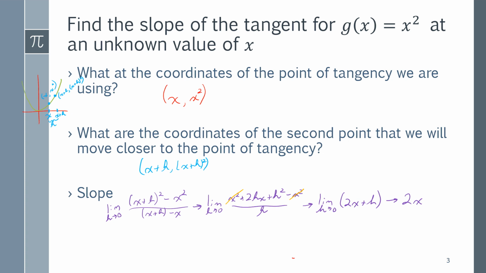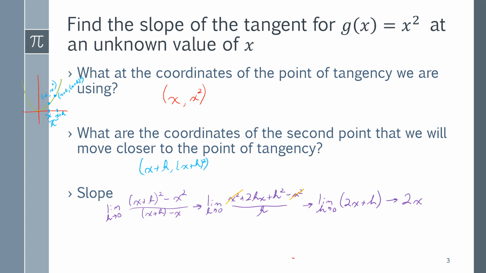So let's talk about what 2x means. What this tells me is that if I don't know what x is, the slope at that x value is going to be 2x. And that sounds weird to say, but it may help you to think of it as what this gives me is a formula for slope. So I don't need to go through this limit calculation over and over and over again for all the different x's I could possibly use.